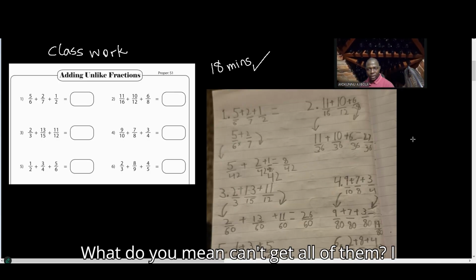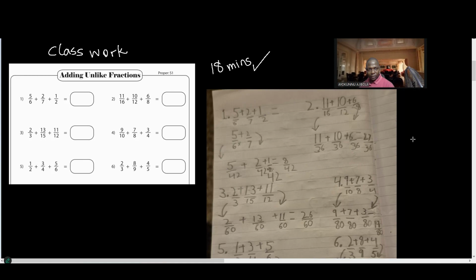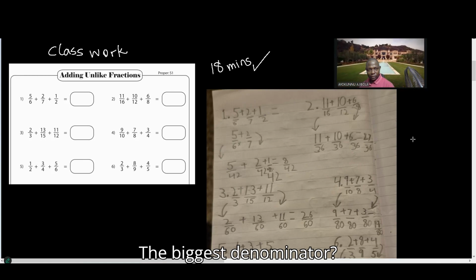What do you mean can get all of them? I don't understand. Like the biggest denominator. The biggest denominator.